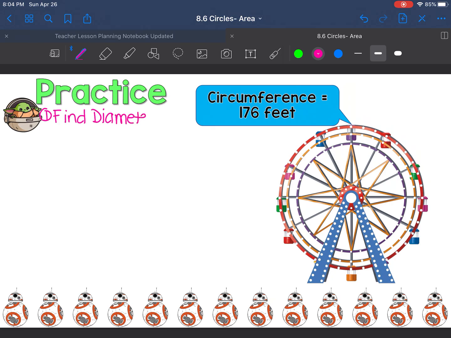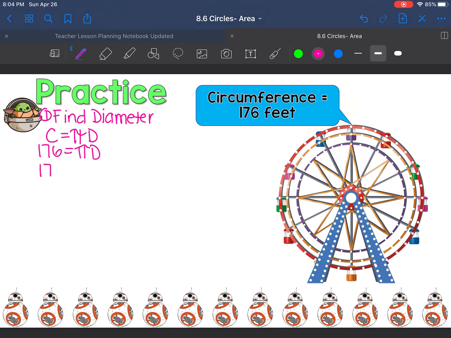So we're going to solve the circumference problem just like we solved it last class. So last class, when we were given the circumference, we plugged that into our formula, and that helped us find the diameter. That's exactly what we want to do here. So we want to plug our circumference into our formula of circumference equals pi times diameter. So we're going to plug that in.